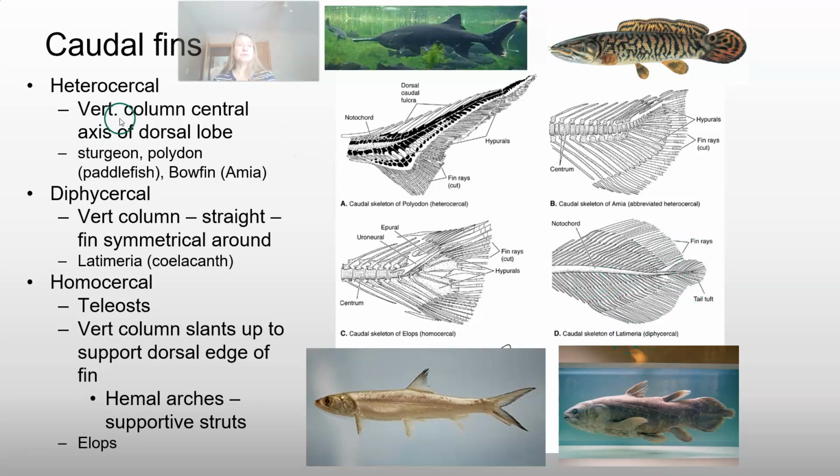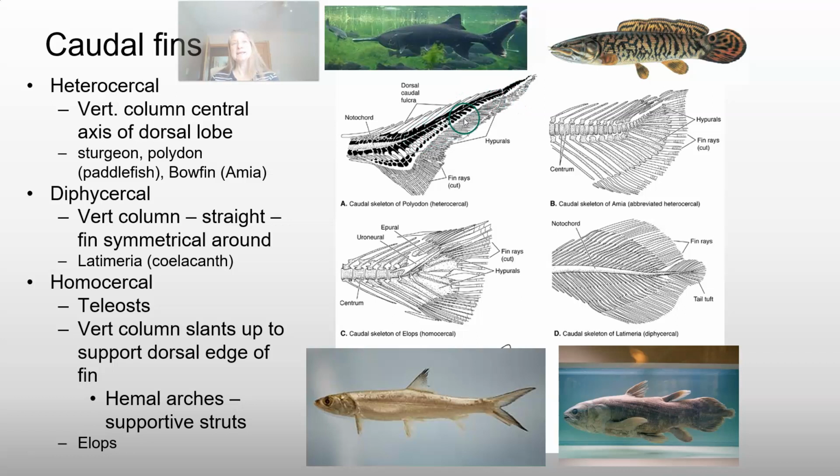Okay, let's go through some of these. And why do fish have different shaped tails? So a heterocercal tail is where we have the vertebral column. So here's the vertebrae or vertebral column. And that tail vertebrae end up going up into this dorsal lobe of the tail.